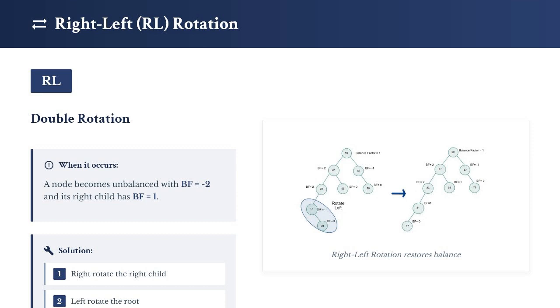This transforms the tree into a right-right case. Then, we perform a left rotation on the original unbalanced node, which is node 10. This moves node 20 up to become the new root of this subtree, with 10 as its left child and 30 as its right child. Any left subtree of 20 becomes the right subtree of 10. This two-step process effectively redistributes the weight to restore balance.